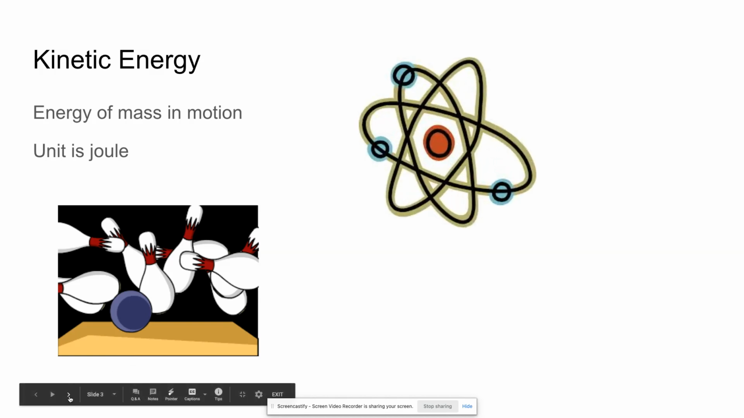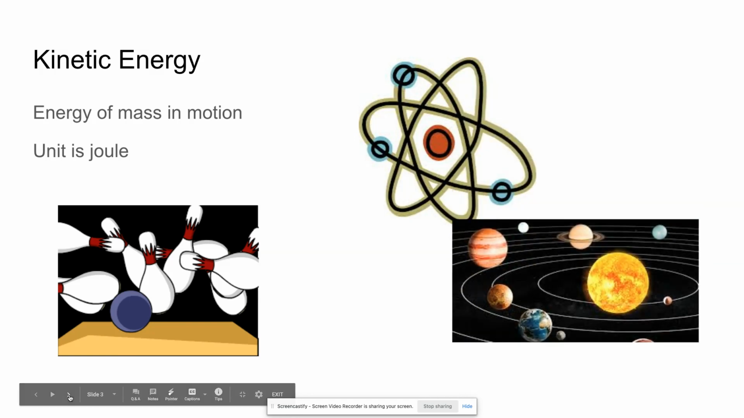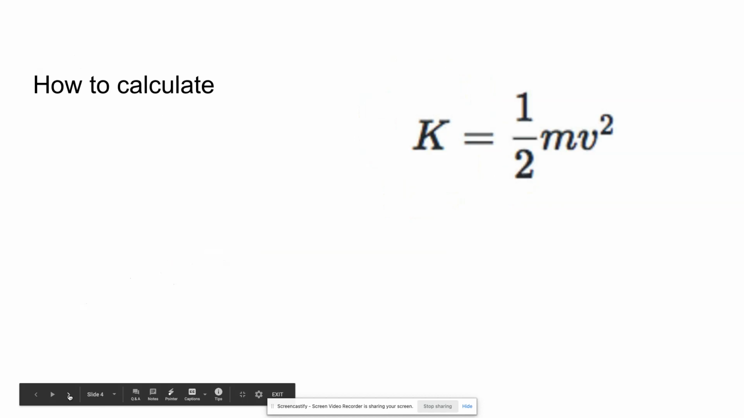You can think of it as a bowling ball hitting pins. That's kinetic energy for sure. There's kinetic energy in atoms. There's kinetic energy of planets. So it goes all the way from the tiniest of objects to the largest of objects.